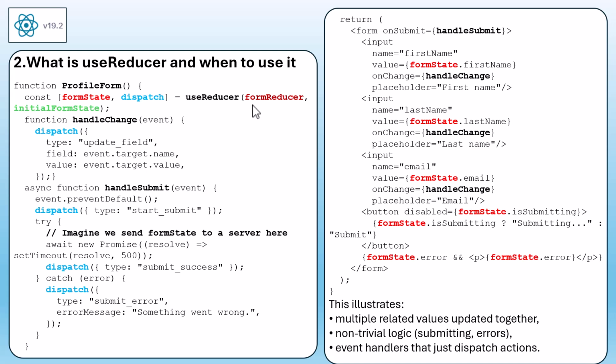The update logic is non-trivial, for example, updating nested objects or arrays. You want to isolate the logic for state transitions outside of the event handlers, keeping handlers simpler. In short, it's option B when your state logic has grown beyond simple toggles or independent setters.